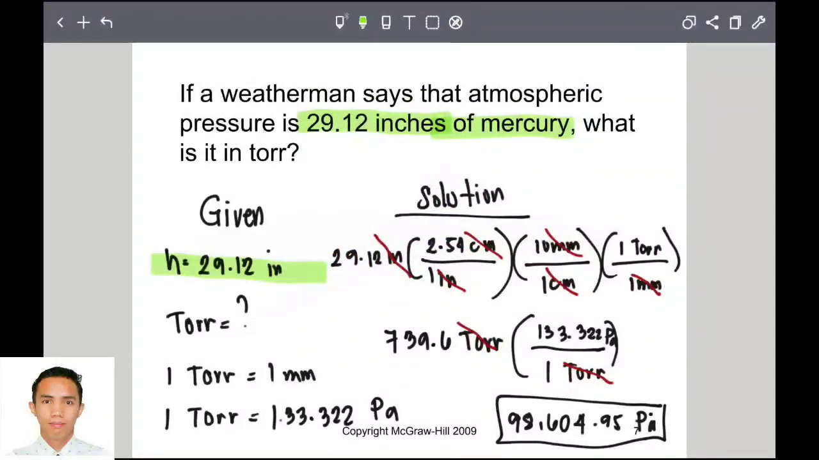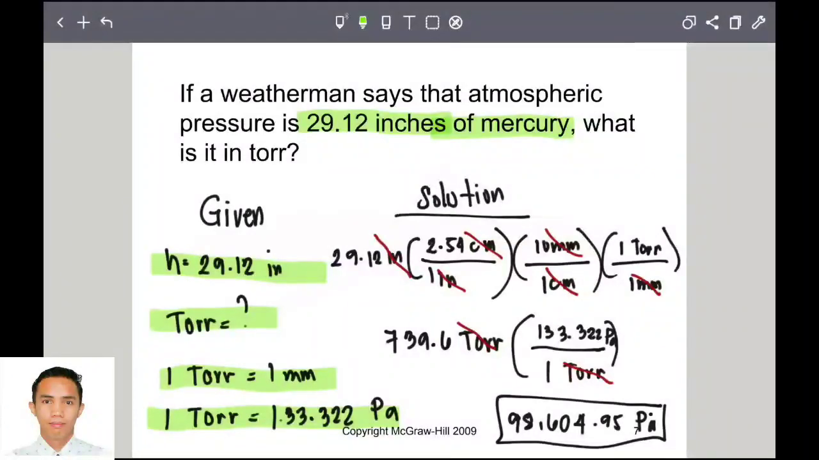So the height is 29.12 inches. Then the question is, what is the torr? Then we're going to use the solution here. Remember, 1 torr is equal to 1 millimeter of mercury, and 1 torr is also equivalent to 133.322 Pascal.